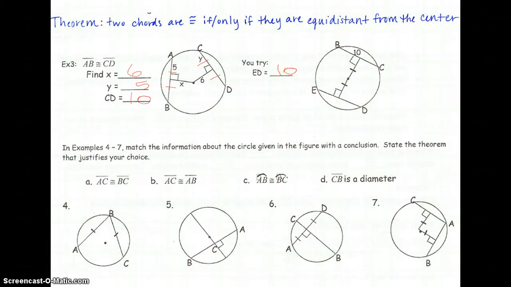In our last few examples here, we want to match the information about the circle given in the figure with the conclusion. State the theorem that justifies your choice. So let's take a look at just the different figures before we get started.